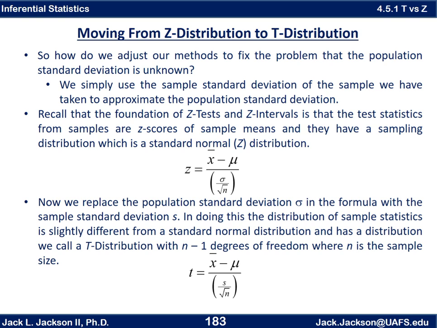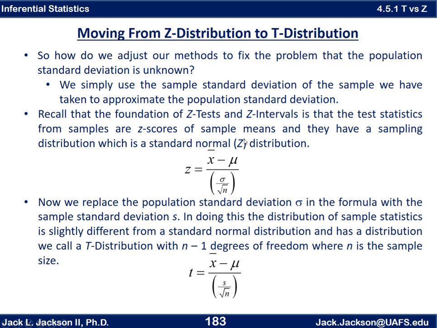Now remember that the foundation of z-tests and z-intervals is that the test statistics from samples are really z-scores of sample means, and they have a sampling distribution which follows a standard normal distribution of z-scores, sometimes called a z-distribution. And so the test statistic that we're looking at is x bar minus mu over sigma over the square root of n, and the sampling distribution of those z-scores is what we call a z-distribution. That's a standard normal distribution.